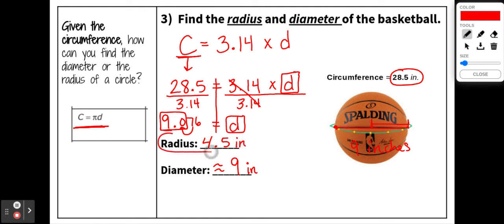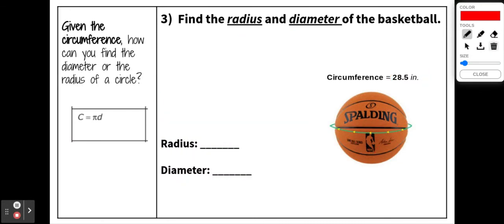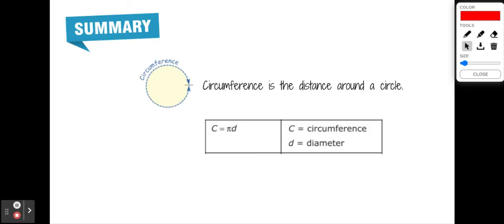So here I have found my radius and I have found the diameter of the basketball using the circumference formula, and I just had to go backward and undo. Kind of cool how we can do that, isn't it? Using that formula to find the unknown. Okay, let's go ahead to our summary.